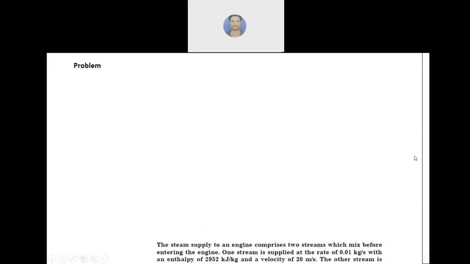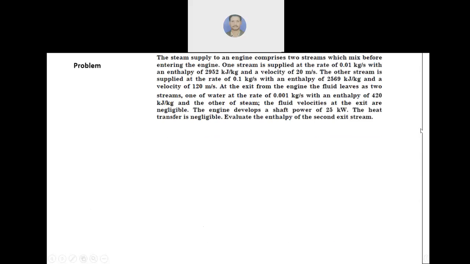Now we will see a sample numerical. By looking it seems like a very big problem, but when you identify the things, it is very easy. Now what is written? A steam supply has two streams which mix before entering the engine. One stream is supplied at a rate of this much with an enthalpy of this much and a velocity of this much. So there is an engine, steam is supplied, and there are two streams mixing. For one stream the flow rate, enthalpy and velocity are given. For the other stream also the flow rate, enthalpy, and velocity are given.